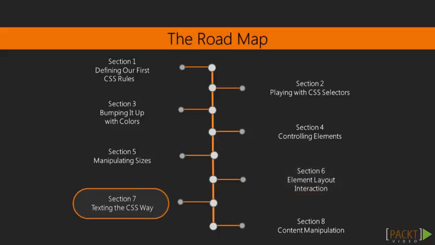In our seventh section, we're going to take our attention back to elements, but this time we're going to focus on text. And we're going to learn everything you really need to know about how to manipulate and control text in HTML and CSS. And we're going to wrap things up with content manipulation, and that's when we take CSS and, from outside of it, we actually control the way the elements are looking.